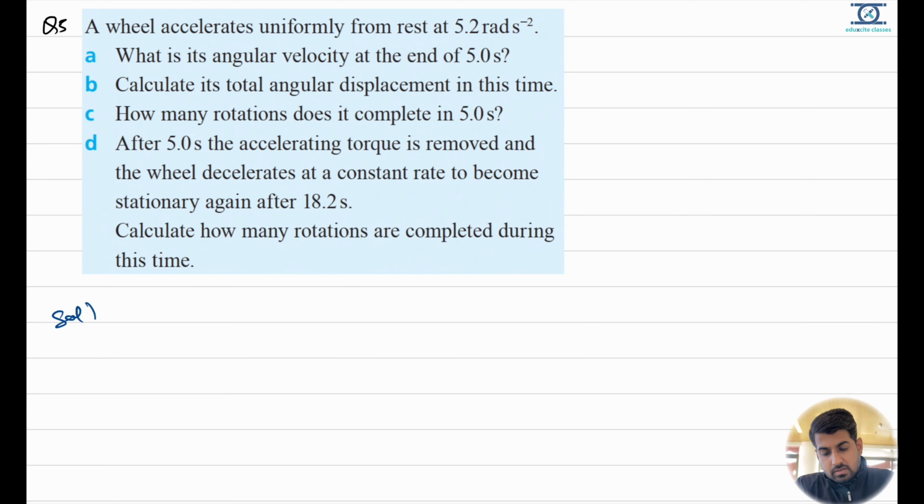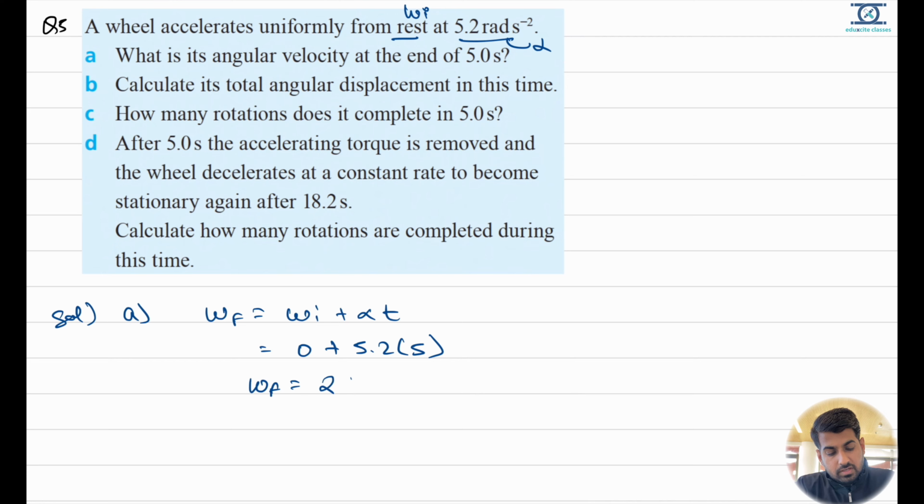Okay, so A part, what's the angular velocity at the end of 5 seconds? This is quite easy, guys. This is omega i, this is alpha. So omega f is equal to omega i plus alpha into t. So this is 0 plus 5.2 times 5. So omega f comes out to be 26 radian per second. So this is your answer for the A part.